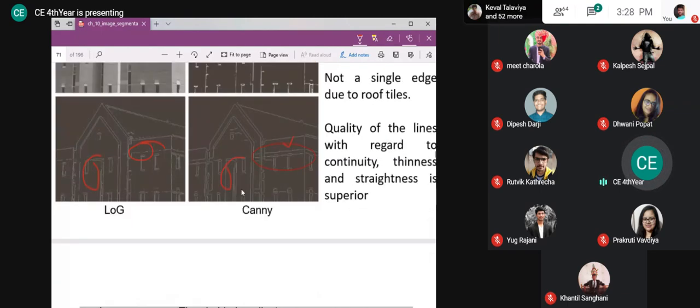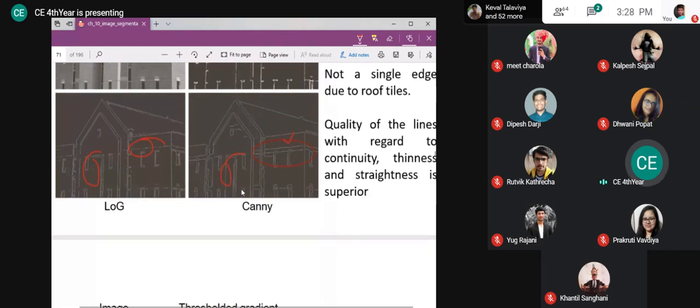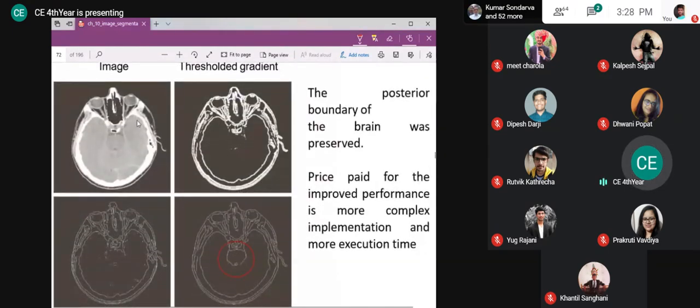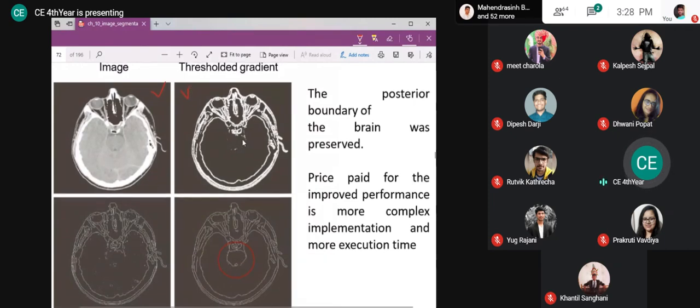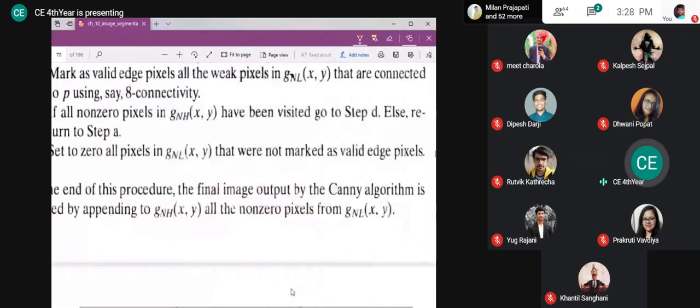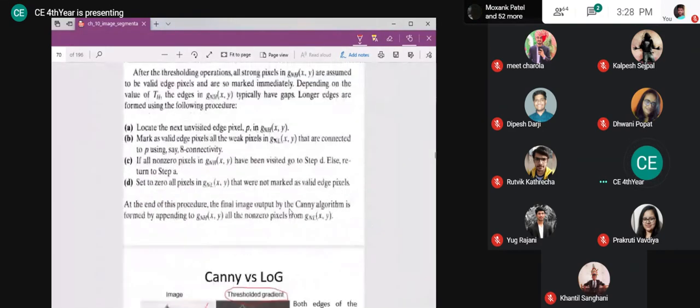But definitely, what is the disadvantage? Computationally, it is heavy compared to other implementations. The same thing you can check. This is my image. This is my thresholded gradient image, and you can see this area was not detected. Here somewhat detected, and here very nicely detected. So that is all about the Canny edge detector and advanced edge detections, right?